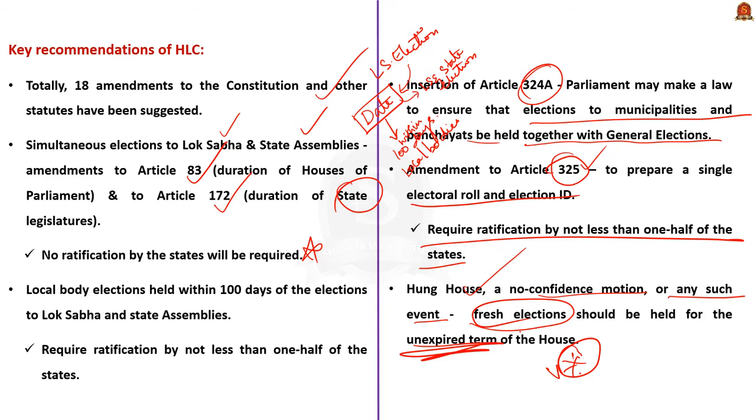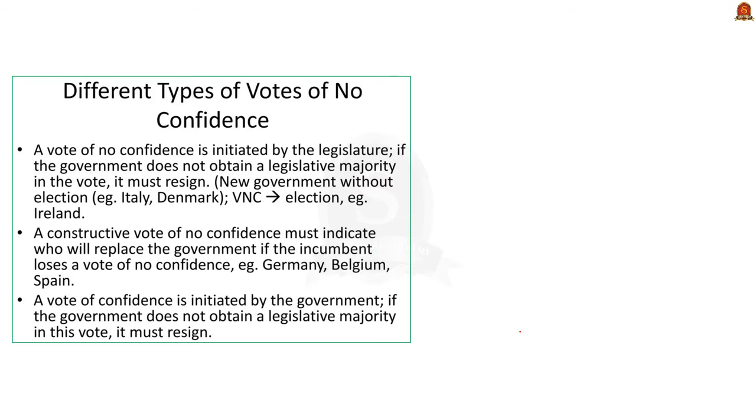Finally, the committee rejected the concept of constructive vote of no confidence, which is the model in Germany. In this model, to bring a no confidence motion against a government, a positive vote of confidence in an alternative leader or government is required. The committee noted that making a motion of no confidence by the members of the parliament is not only their right but also their responsibility. So the committee did not like to dilute this feature of the Indian parliamentary system. So these are some of the key recommendations of the HLC.